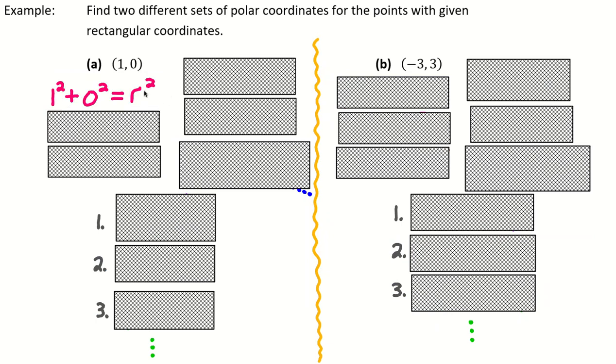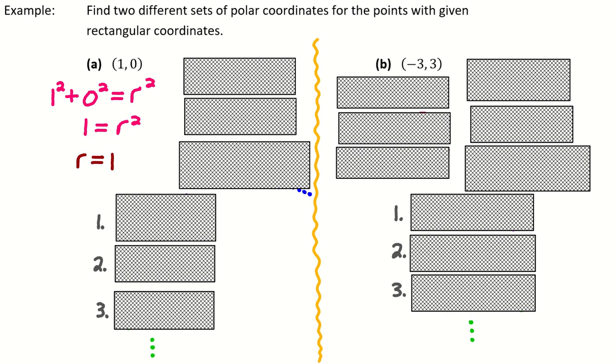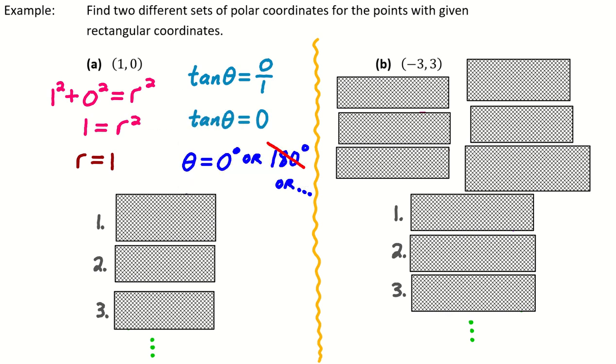So to find r, we're essentially going to use the Pythagorean theorem. And so we get r equals 1. And then to find theta, we're going to have to do the inverse tangent, which you can do on your calculator.